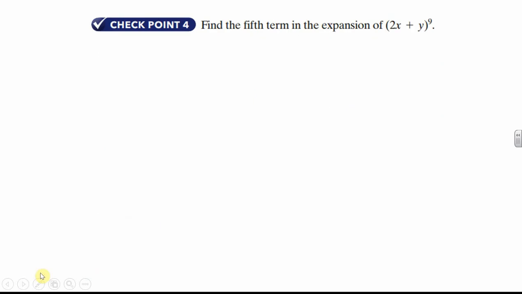Here it says find the fifth term in the expression of 2x plus y to the ninth. So what is n? It's 9, right? What is r? We're dealing with the fifth term, so r is equal to what? 4, because the formula is computing the r plus 1. The formula is going to compute the fifth term, but you have to set r equal to 4. A is equal to 2x, and b is equal to y.